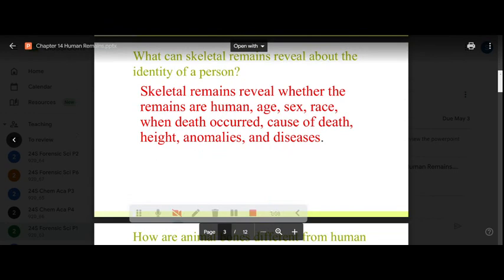So what can skeletal remains reveal about the identity of a person? Skeletal remains reveal whether the remains are human, the age, the sex, race, when death occurred, the cause of death, the height, and any anomalies or diseases.